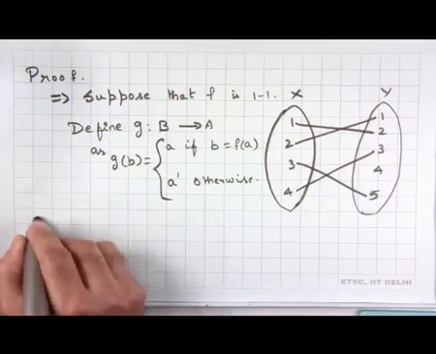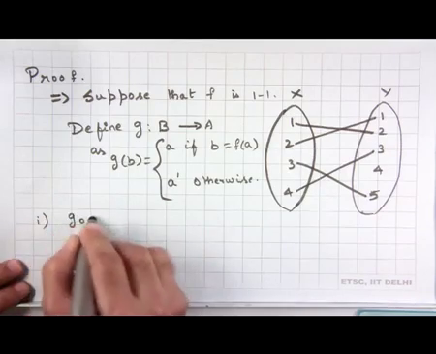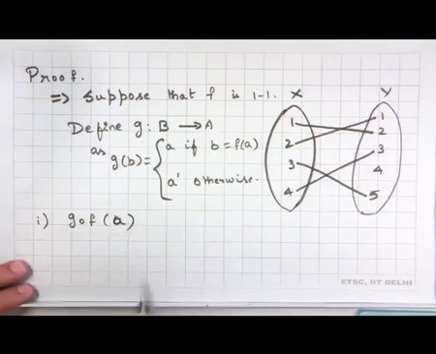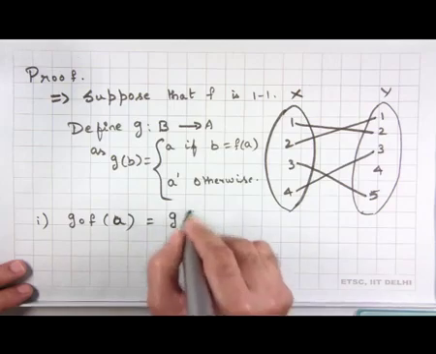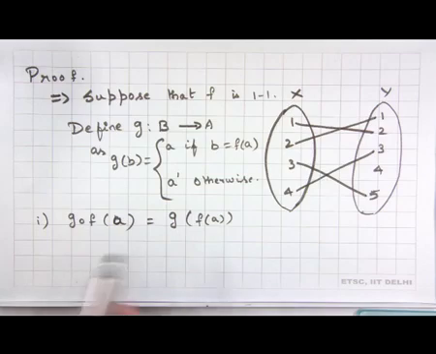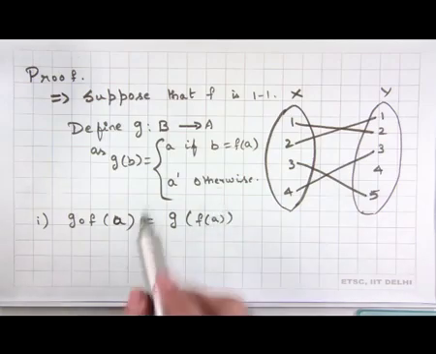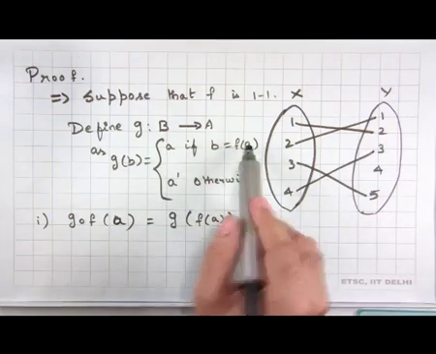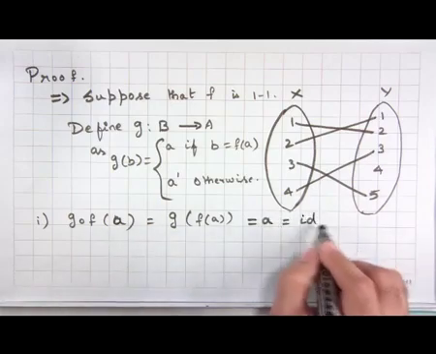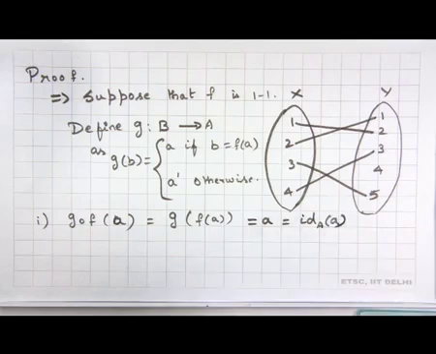Well, let us prove the first one. g composed with f at a is by definition g of f of a. If we look at the definition of g, it says the following: whenever my b is of the form f of a, map it to a. Now, I have an element f of a, therefore this will go to a, which is exactly the identity function on A evaluated at a. This is what I wanted.